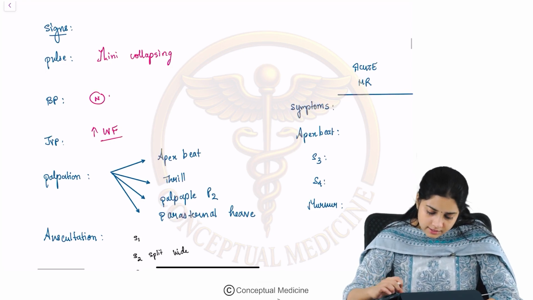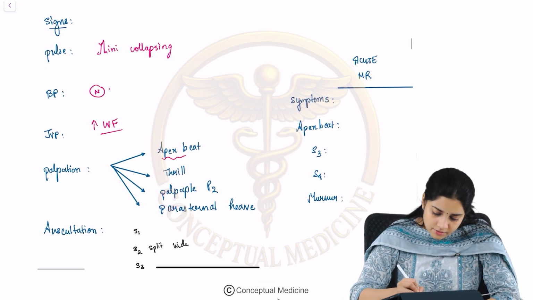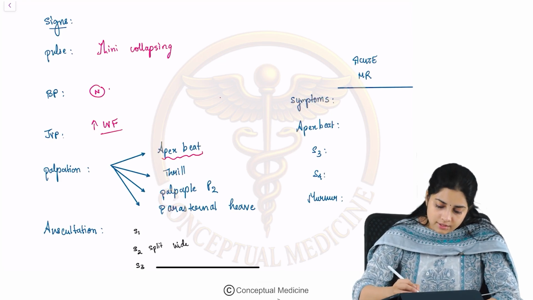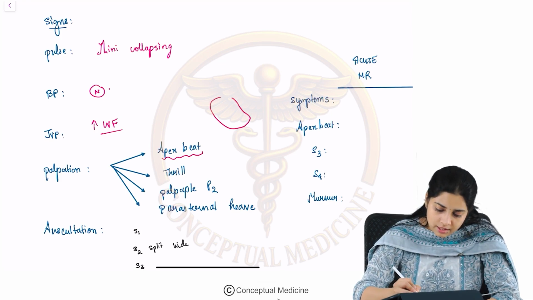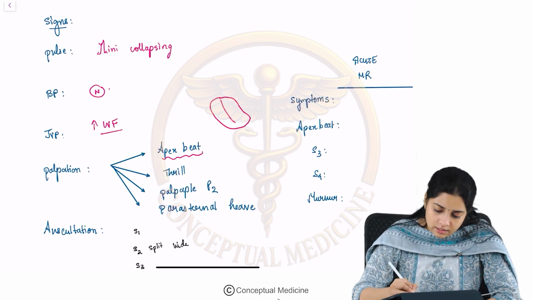Now, let us come to the apex beat. What happens to the apex beat? We know that the apex beat is because of the left ventricle or right ventricle enlargement.